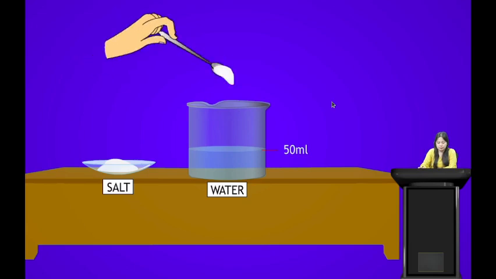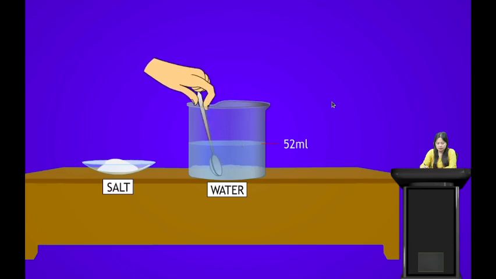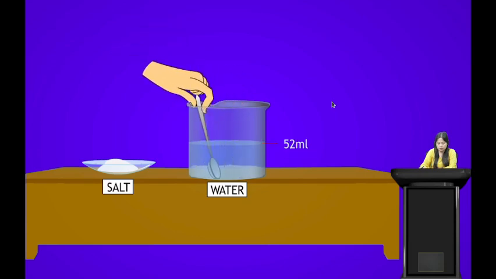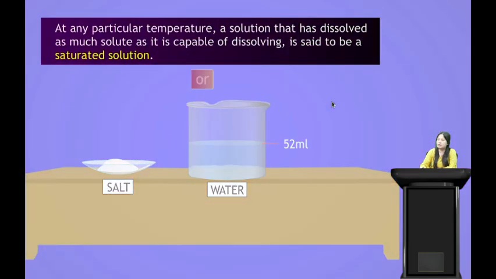Add another spoon, 50 ml. When it dissolves again it goes to 50 ml. Add another spoon of salt and dissolve it and see. Let us see what happens. It increases to 52 ml again, but here the volume did not decrease. So if we keep on adding salt into the small cup of water, at one point the salt will stop dissolving. So at any particular temperature, a solution that has dissolved as much solute as it is capable of dissolving is said to be a saturated solution.